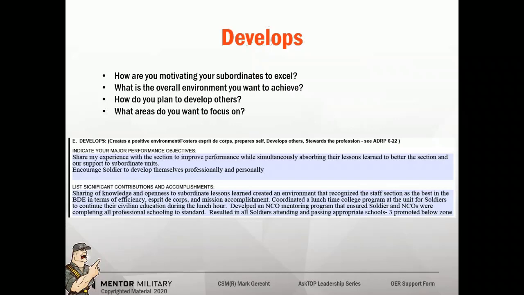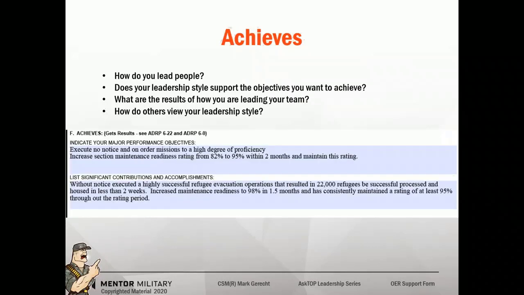Now, developed an NCO mentoring program that ensured soldiers and NCOs were completing all professional schooling to standard, resulted in all soldiers attending and passing appropriate schools, 3 promoted below the zone. So we went from something very broad to something very specific again. What outcomes are you looking for? Make sure you're developing your subordinates.